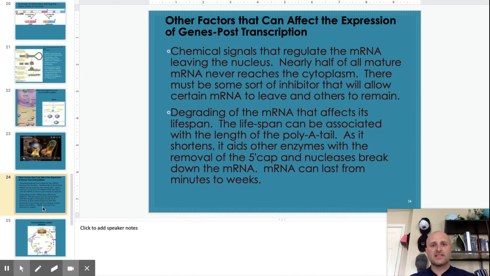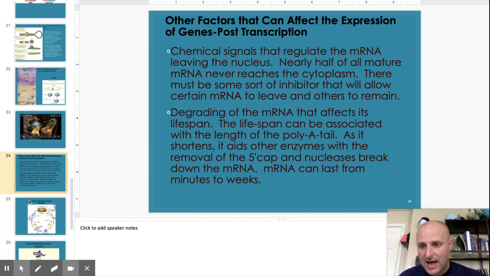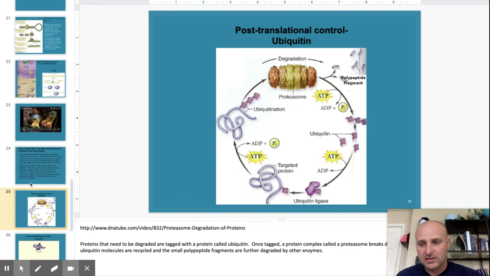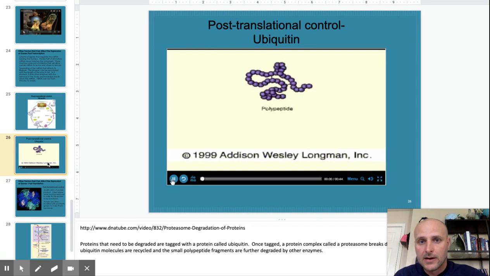Other factors can affect the expression of the gene post-transcription, like chemical signals and the degrading of the mRNA that affects its lifespan. So we already kind of talked about that. That's more of the same things. Proteins that need to be degraded are tagged with a protein called ubiquitin, and that can denature a protein. So this is post-translation. This is after the RNA strand has already made the protein. There is some gene expression control that can happen with denaturing those proteins afterwards. And that's a video that kind of shows that.